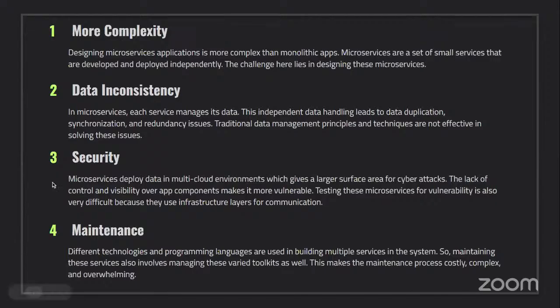The last one is maintenance. Since you are using different technologies and programming languages to build a system, maintaining these services involves managing these various toolkits as well. This makes the maintenance process costly, complex, and overwhelming.